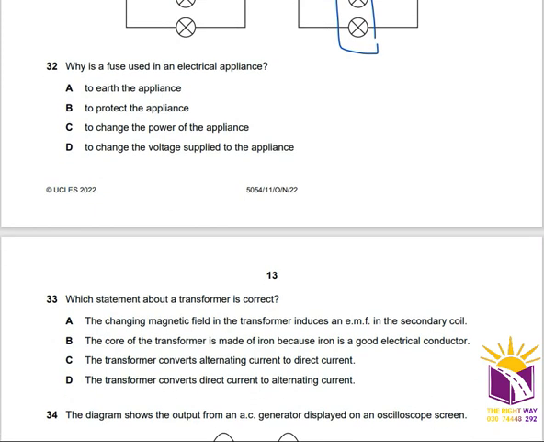Why is a fuse used in electrical appliances? To earth the appliance? No. For that purpose we use an earth wire. To protect the appliance? Yes. To protect the appliance we use a fuse. To change the power of the appliance? No, power does not change with the help of a fuse. To change the voltage supply to the appliance? No, the voltage does not change with the use of a fuse. So B is the right option.